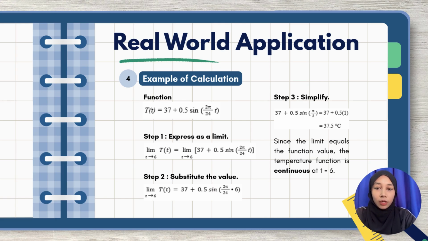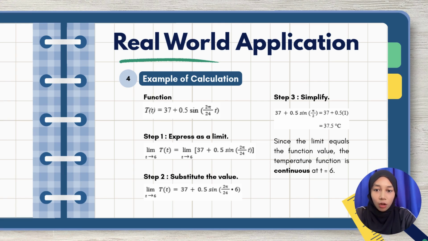To find the temperature at t equals 6 hours, we first express it as a limit: the limit as t approaches 6 of T(t). Next, we substitute t with 6: 37 plus 0.5 times sine of (2 pi over 24) times 6. Now, we simplify. Inside the sine function, we get pi over 2.